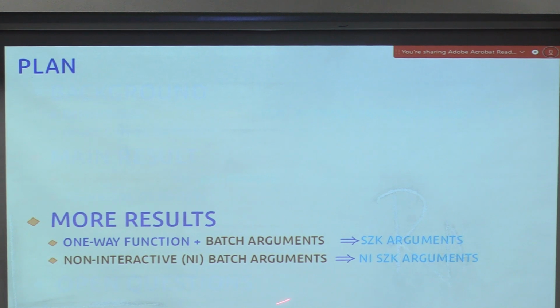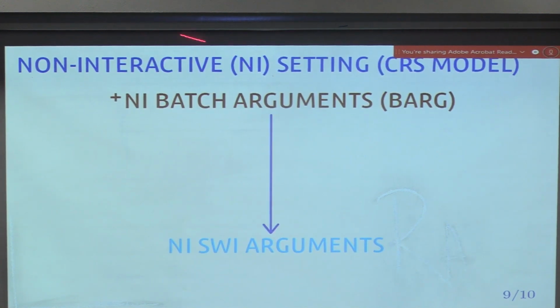So now I'll talk about the crypto world. I'll talk mainly about the second result, which says that if you have non-interactive batch arguments, or BARGs, with some extra property, then you have non-interactive SWI arguments. You can get it to NIZK arguments as well.